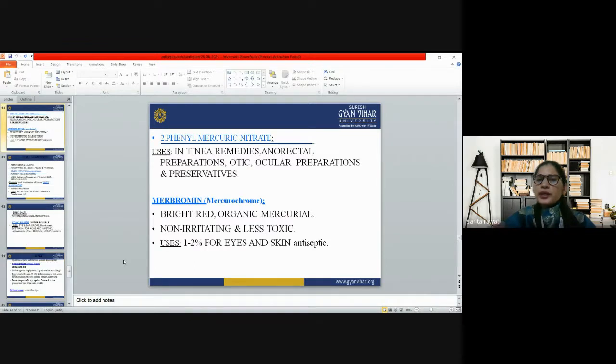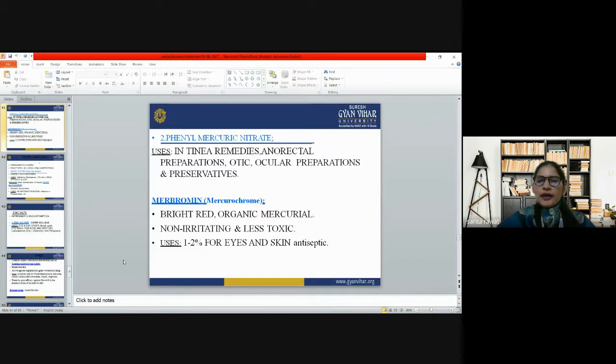Now, phenyl mercury nitrate. Phenyl mercury nitrate is used in tincture remedies, and it is used as a preservative also, and it is also used in otitic and ocular preparations.